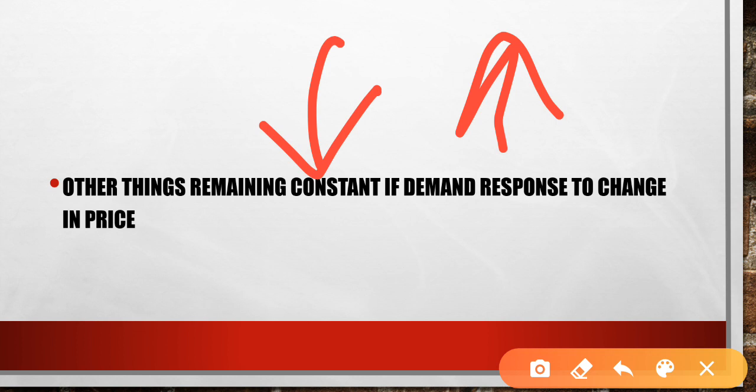If you consider other factors, then the law will prove wrong. So what is this law saying? Other things remaining the same, if demand responds to change in price, it is called the law of demand. That means other things will remain constant. There will be no change in other factors.